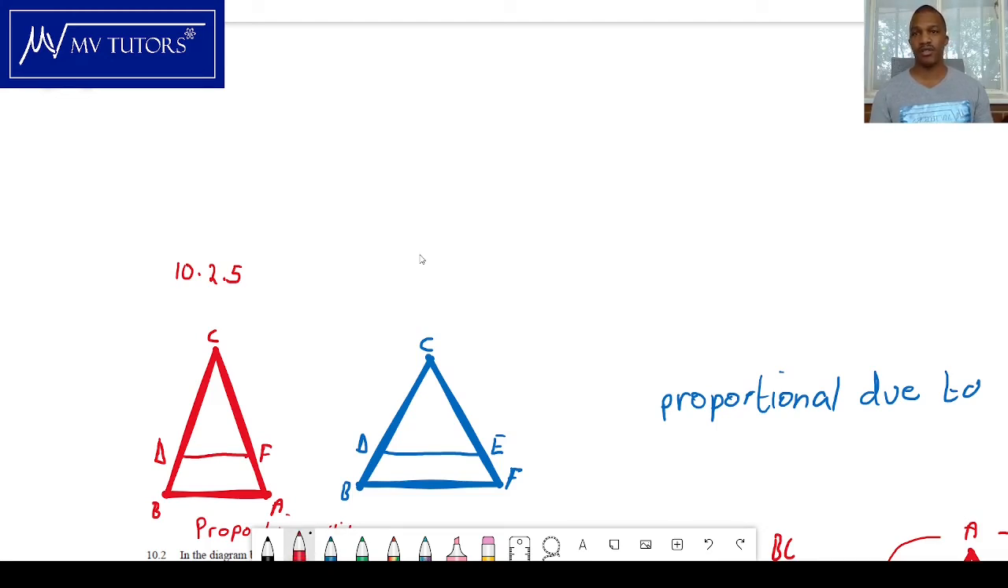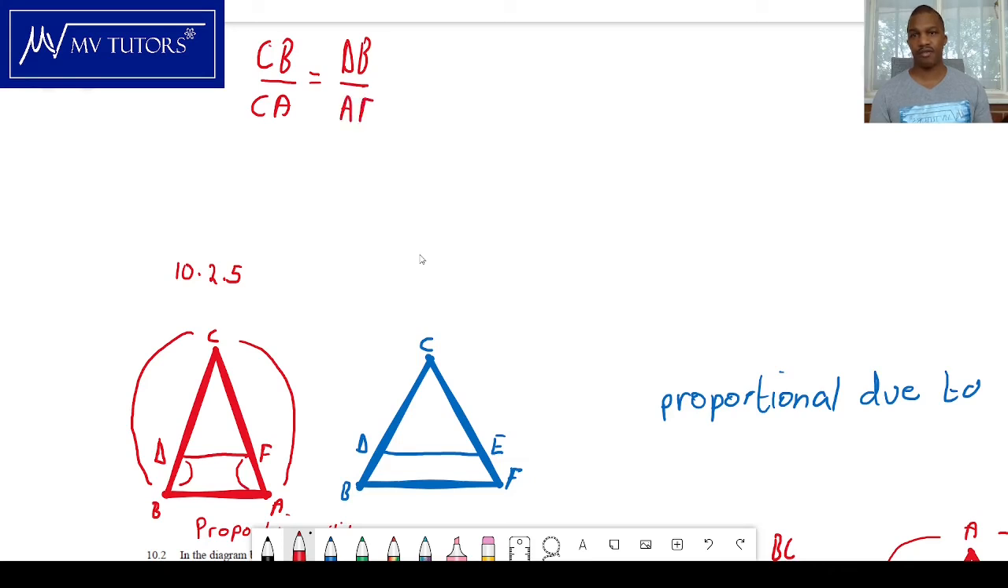Let's start with the red. So we're gonna say CB, which is this, divided by, let's take the big one again, CA, and that's gonna be equal to the lengths that we have, let's say dB divided by FA or AF. Okay, and the reason we can do this is proportional theorem.